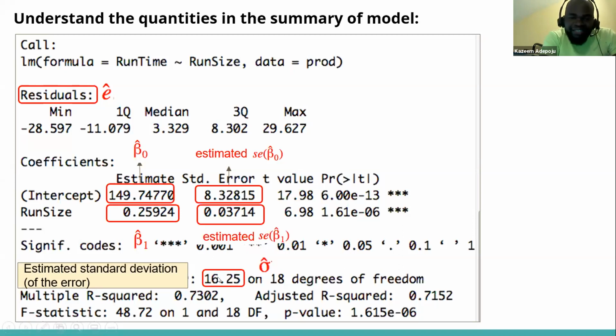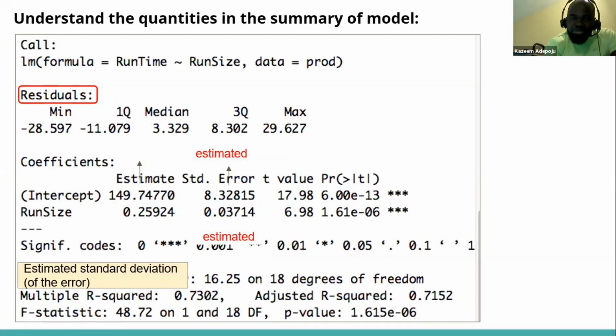We can also call this the standard error, but this is the estimate of the standard error. Here, this is the estimate of the standard error of beta naught, and this is the estimate of the standard error of beta 1. But here, this is the estimate of the standard error in general, and another name for it is the estimated standard deviation of the error. If you square that, that will be the variance. I'm going to show you some, I'm going to take you back.